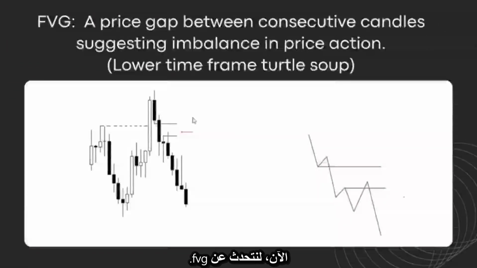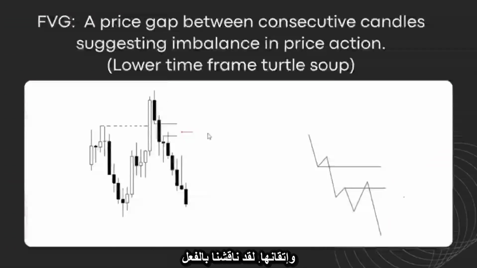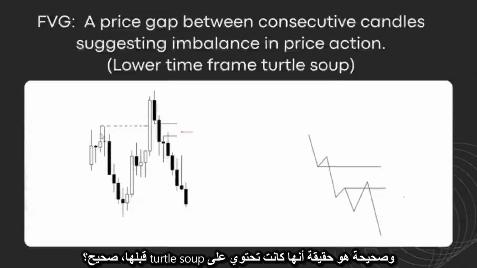All right, now let's talk about FVG. One thing you need to remember is that if you know about turtle soup, then all of these key levels will be really easy for you to understand and get a hold of. We've already discussed what order blocks and breaker blocks are, and you saw there that the only reason they were considered valid and correct was that they had a turtle soup before them.